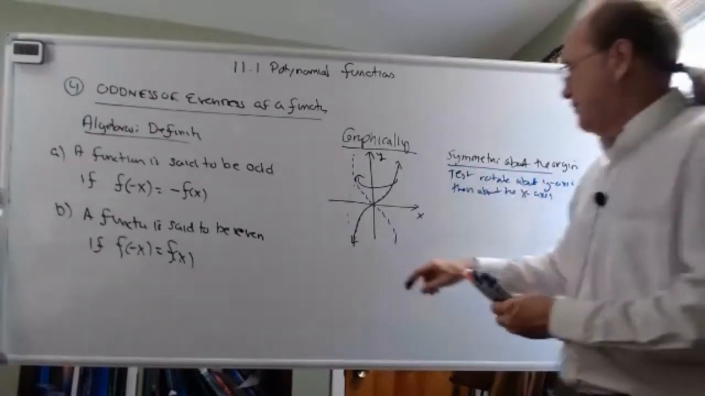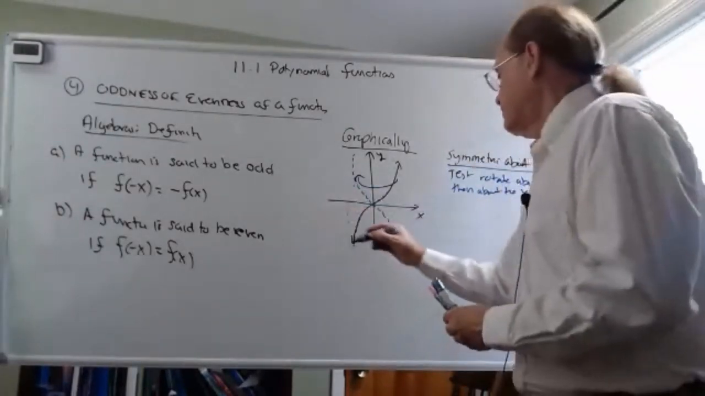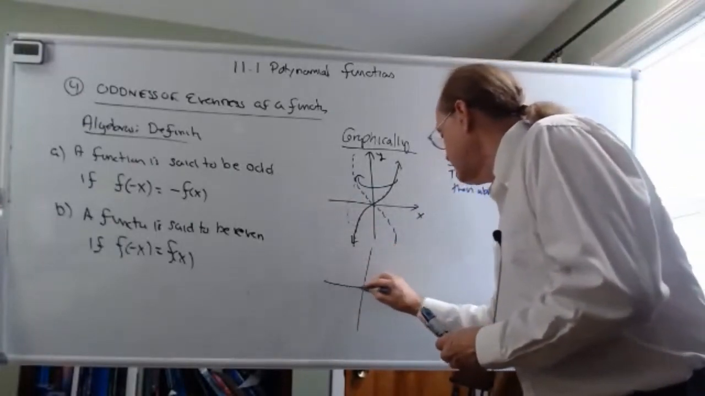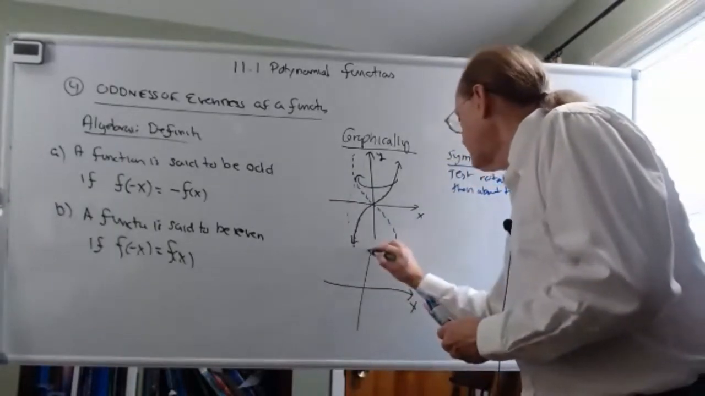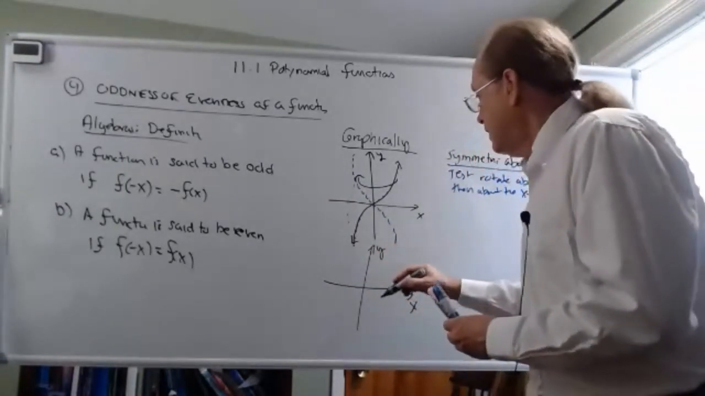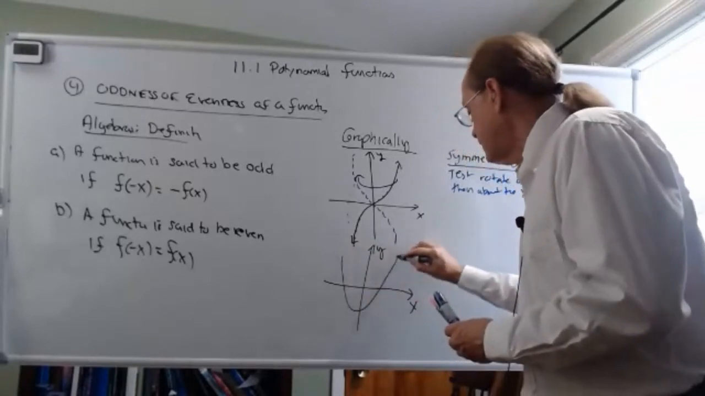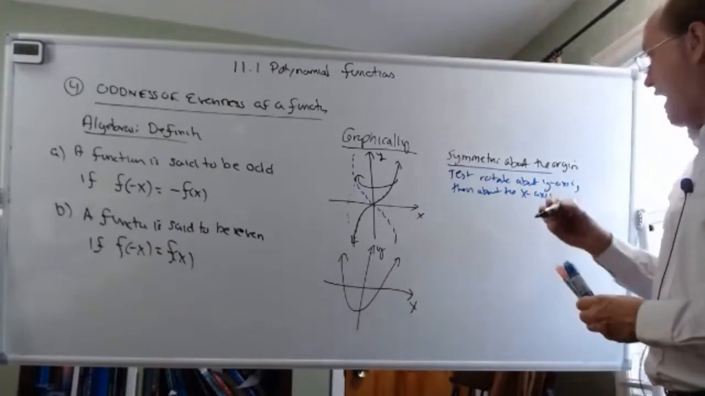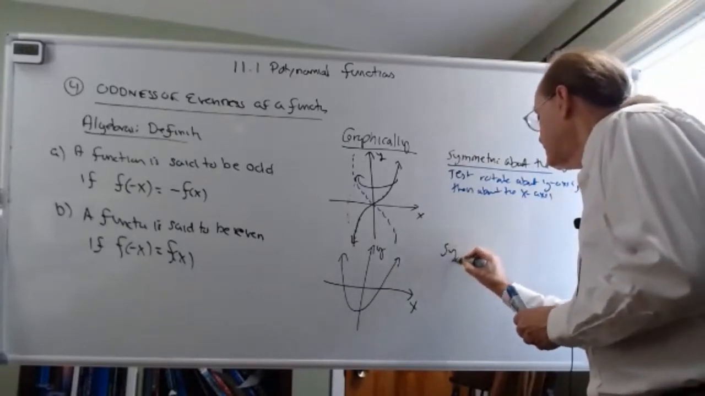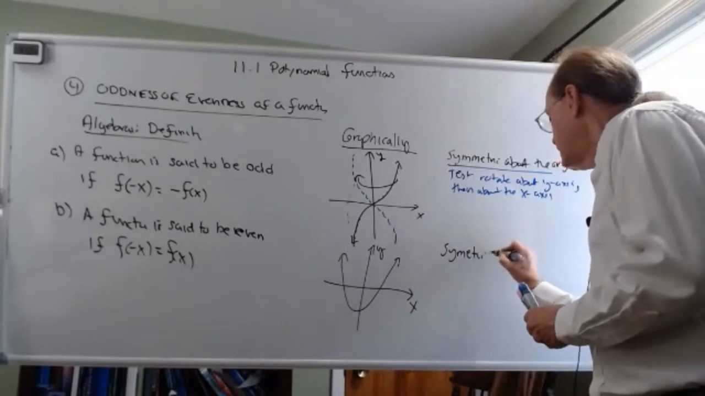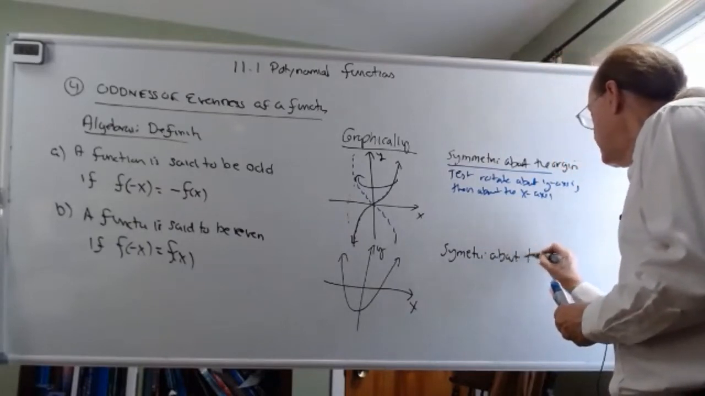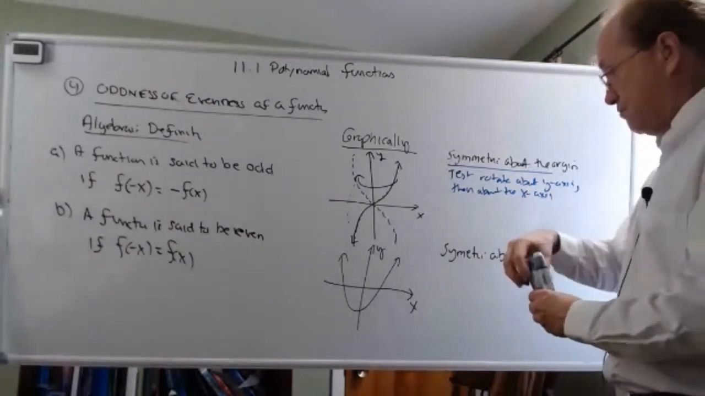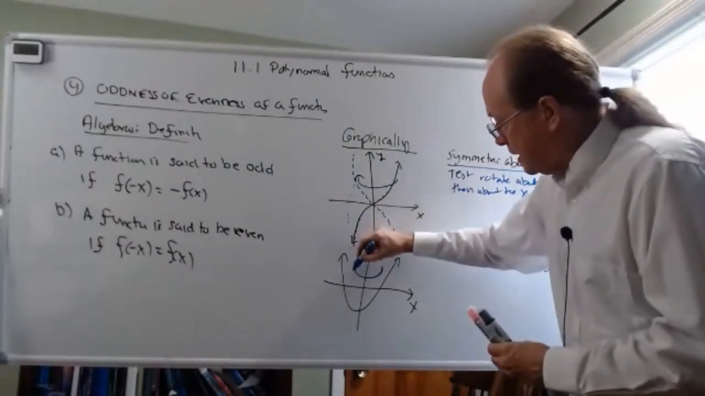Then we have an even function. An even function, look at it graphically. Here's a common example of an even function. And it might look something like this. This one is symmetric about the y-axis. And the test is you just rotate it about the y-axis and you get the same thing back.